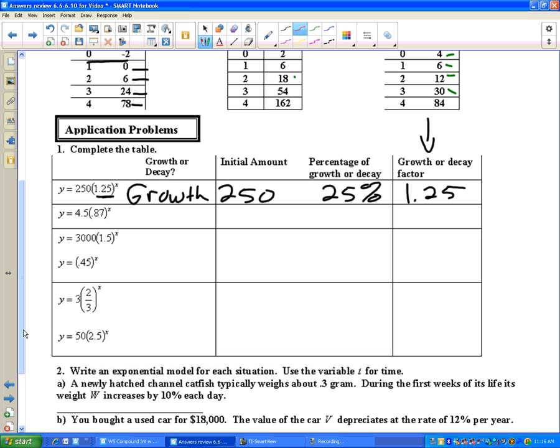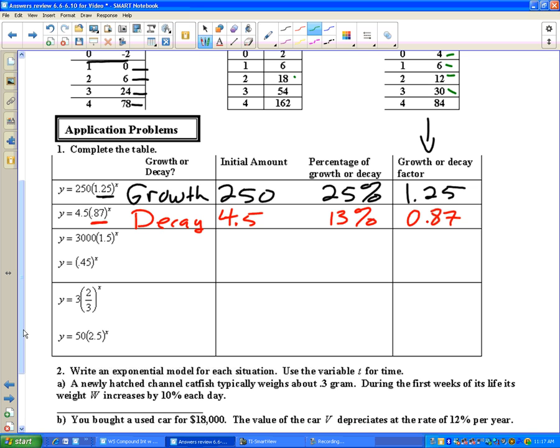The next one, inside the parentheses, is less than 1, so this is decay. My initial value is what's in front, which is 4.5. My last column, what is in the parentheses, is 0.87. The difference from 1 is 0.13, which is 13%.